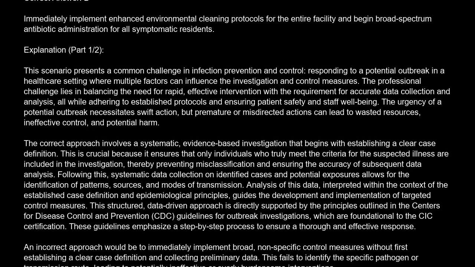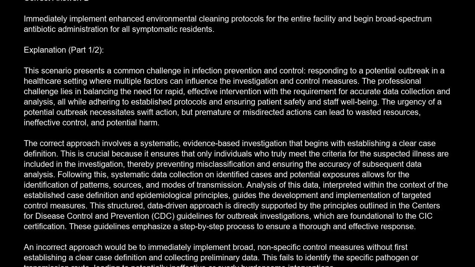control, and potential harm. The correct approach involves a systematic, evidence-based investigation that begins with establishing a clear case definition. This is crucial because it ensures that only individuals who truly meet the criteria for the suspected illness are included in the investigation, thereby preventing misclassification and ensuring the accuracy of subsequent data analysis.